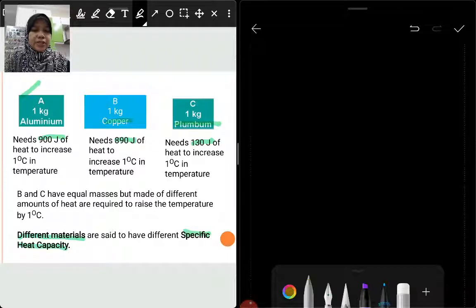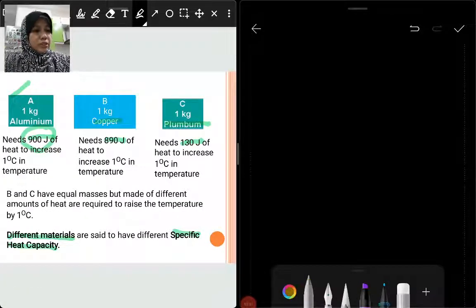Have a look at A first. Substance A, which is aluminium, needs 900 joule. 900 joule is the amount of heat required to increase the temperature of the aluminium by 1 Celsius degree. That means 900 joule is the value of specific heat capacity. While for copper the value of the specific heat capacity is 890 joule. And for plumbum, the value of specific heat capacity is 130 joule.